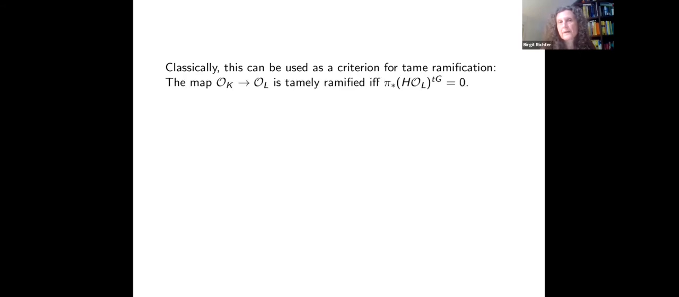And then classically, you can actually use this as a criterion for tame ramification. So in the context above, if you have rings of integers embedded in an actual Galois extension of number fields, then this extension is tamely ramified if and only if the corresponding Tate construction has trivial homotopy groups. This is related to a criterion of Noether. She proved that tame ramification is equivalent to having a normal basis, and things with normal basis have Tate vanishing.